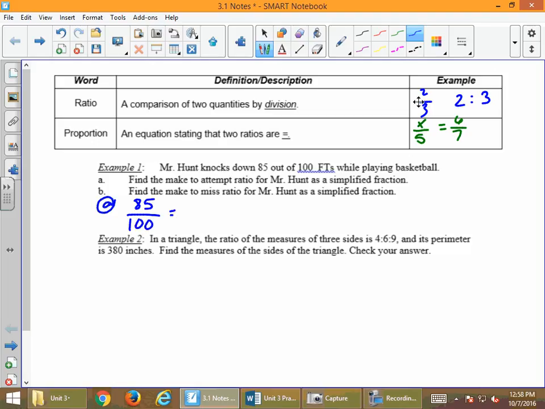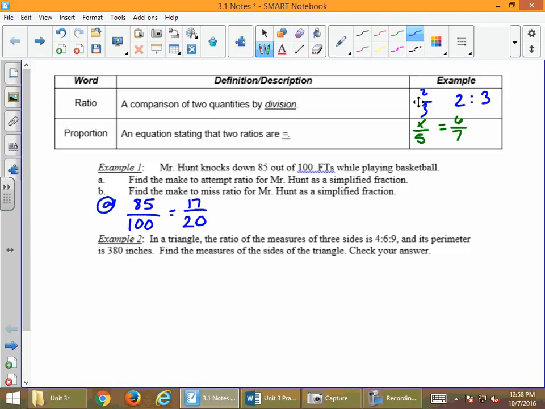What does 85 over 100 simplify down to? 17 over 20. Always, always, always simplify your fractions. That says 6 over 7, right? Yes, for the proportion. Yes.